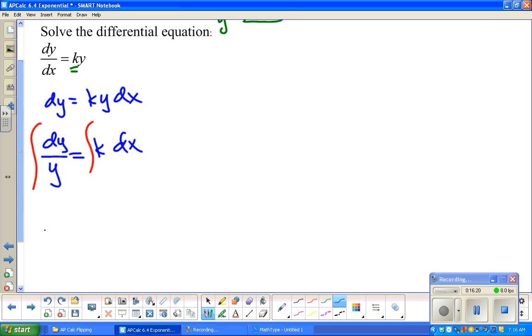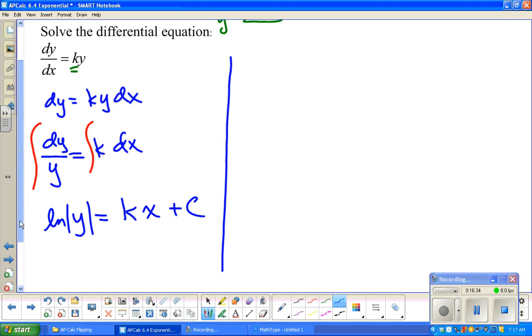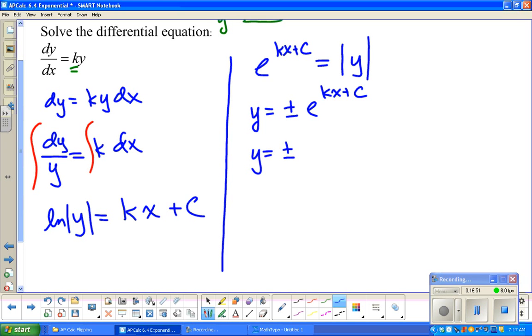Okay, the antiderivative of 1 over y is ln of y. Don't forget the absolute values. And this is going to be kx plus c. Again, we're trying to get y by itself, so this ends up, and I know I'm not going slow, and I'm sorry, e to the kx plus c equals absolute value of y. Okay, so y equals plus or minus. And again, I'm going to break up this multiplication. So this is e to the kx times e to the c, rearranging.